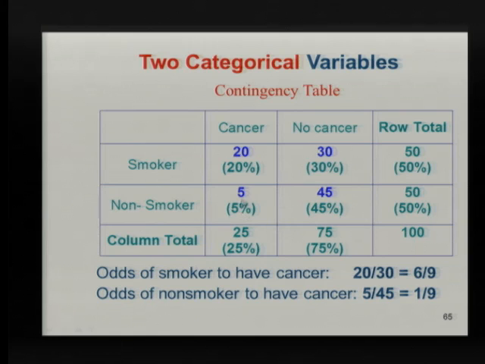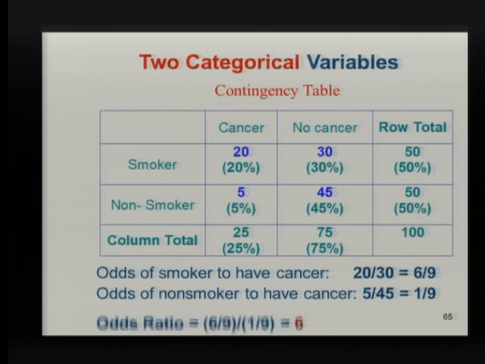For non-smokers it is the ratio of this versus this. So that's 1-9. Odds is not probability, right? Remember, that's just a ratio to probability, right? Getting cancer or getting the disease versus not, okay?